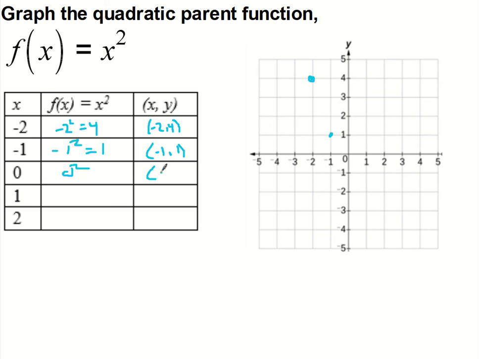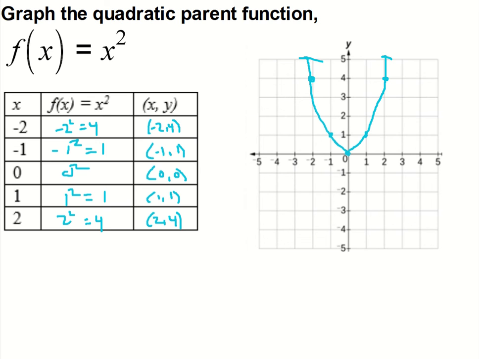0 squared is 0, so that gives me the point 0, 0. 1 squared is 1 times 1, which is 1, so that gives me the point 1, 1. And then 2 squared is 4, so that gives me the point 2, 4. So this would be an example, and this is the parent function for a quadratic function.